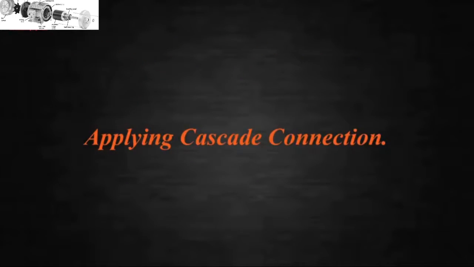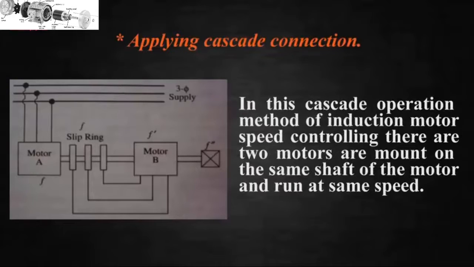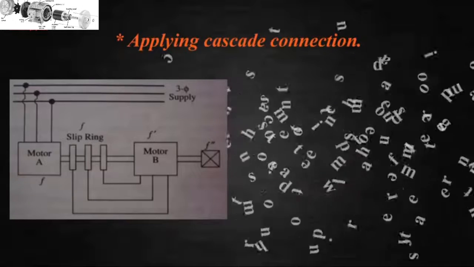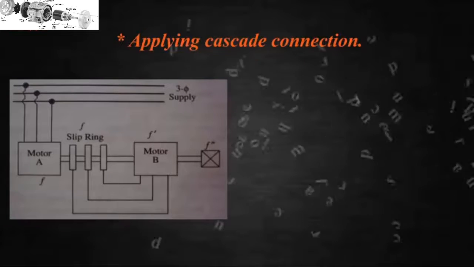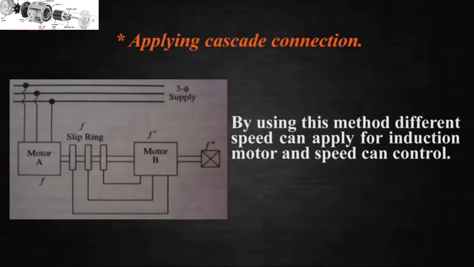Applying cascade connection. In this cascade operation method of induction motor speed control, two motors are mounted on the same shaft and run at the same speed. One motor is connected to the three-phase supply and the other is fed from the induced EMF of the first motor through slip rings. By using this method, different speeds can be applied to the induction motor and speed can be controlled.